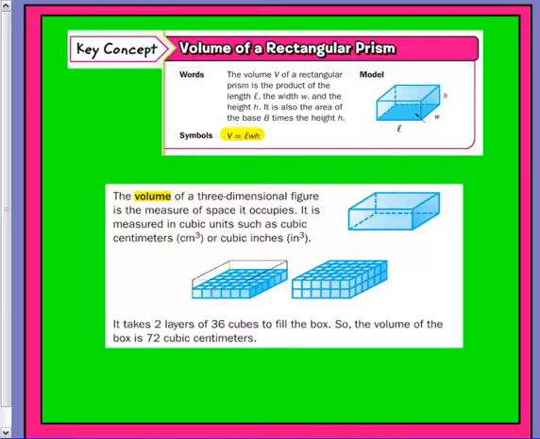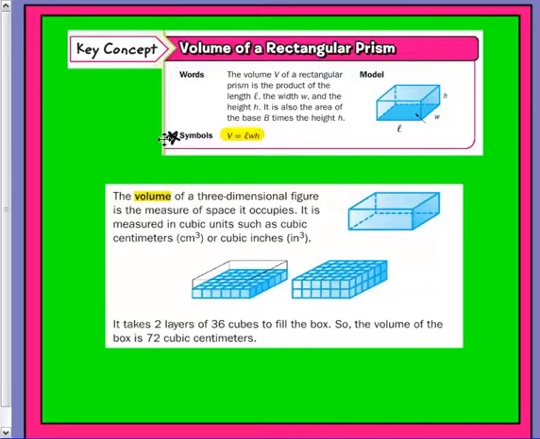Hey friends, today we're talking about volume. Volume is what space a figure takes up, okay? How much it occupies. So imagine an empty room and it's rectangular and you're placing a bunch of square cubed boxes filling up the area. That's volume. It's the amount of space that it takes up.